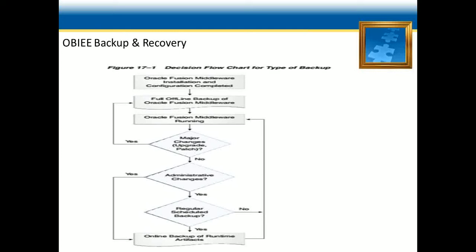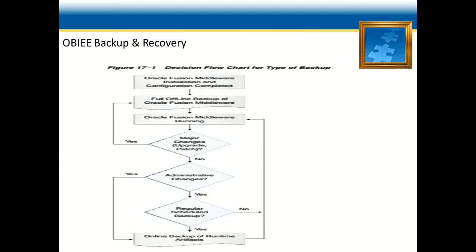In the last slide, I have shown you the path of the OBI backup and recovery. Suppose Oracle Fusion Middleware installation and configuration is completed. It will go to the full offline backup of Oracle Fusion Middleware. If you have a running Fusion Middleware, it will ask whether you made major changes, upgraded, or patched. If yes, go for a full offline backup. If no, then it's okay.